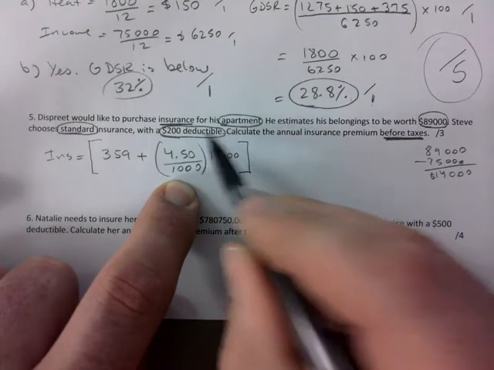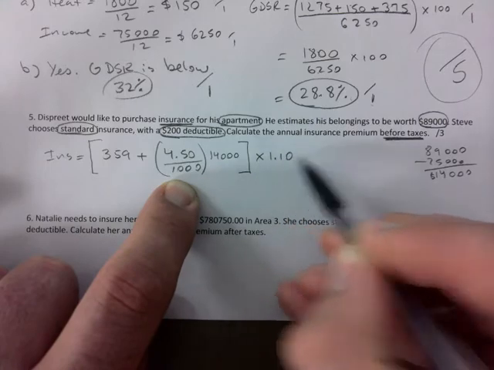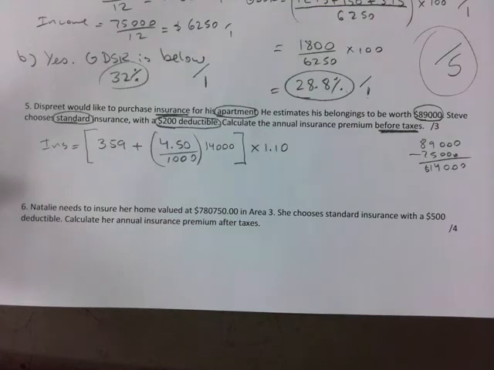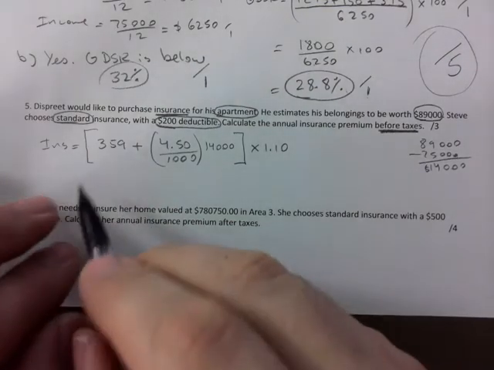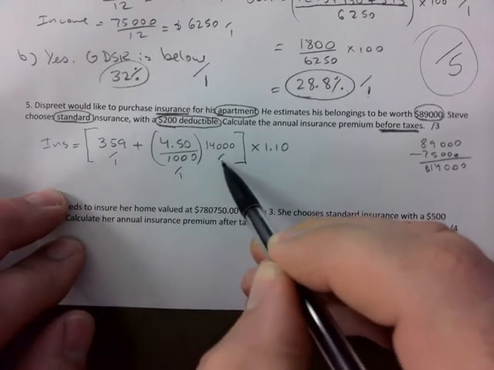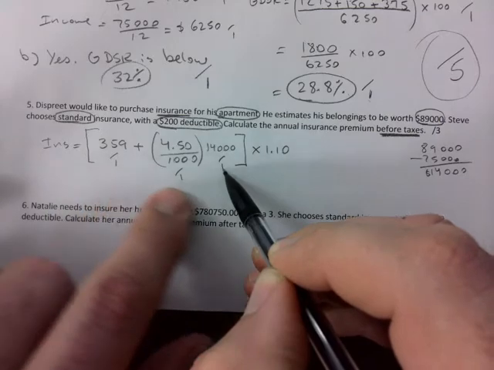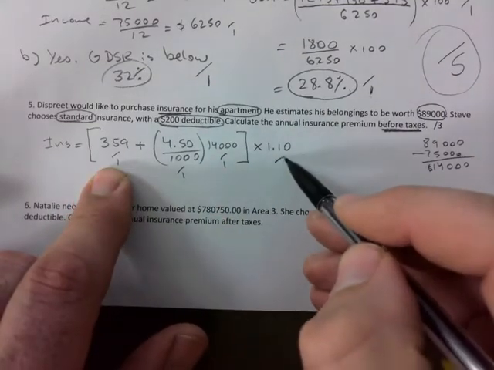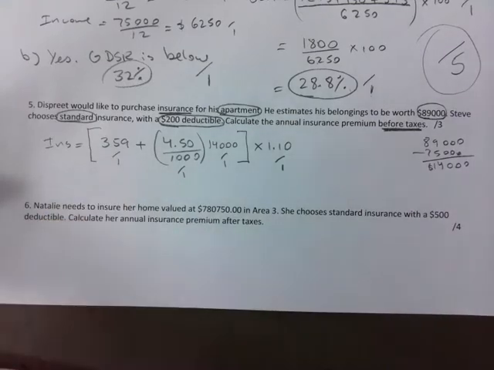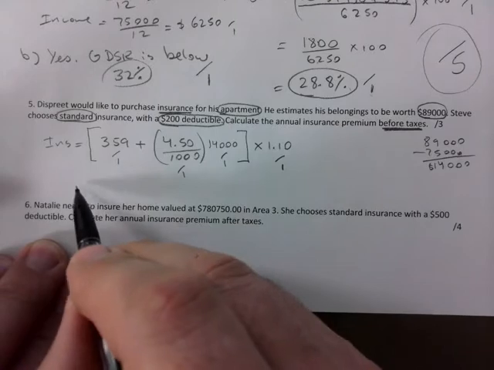And I want $200 deductible, so I go times 1.10. But don't rush with the times 1.10. You do everything inside that bracket first. So watch this. 1 mark, 1 mark, and 1 mark. So 3 marks inside the square brackets, and another mark for you multiplying by 1.10. This is very important to me, the setup, because that shows me you understand.